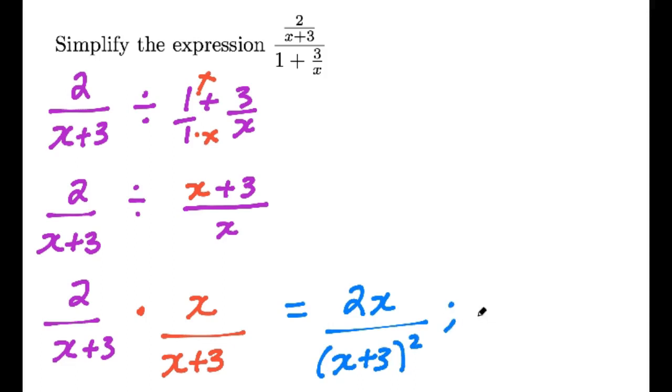Okay, in this case, x can't be 0, right, because that'd make this 0, and x can't be negative 3. So there's our final answer there.